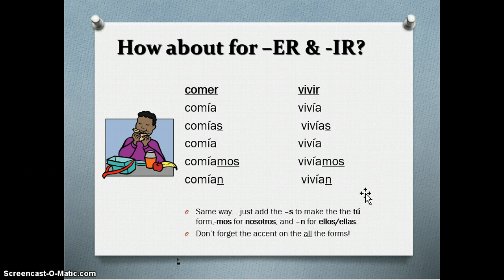How about ER and IR? These are your forms of ía. Comer, I will have comía, comías, comía, comíamos, comían. For vivir, vivía, vivías, vivía, vivíamos, and vivían. Remember, you can always review this if I'm going too quickly. Pause, and you can replay it.